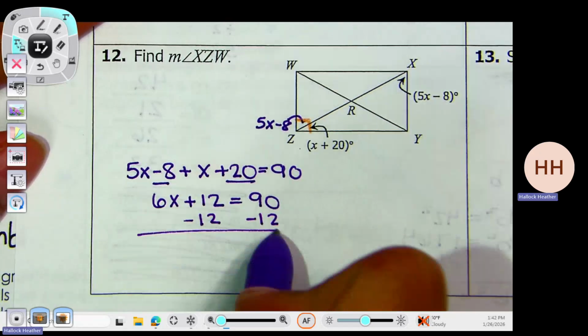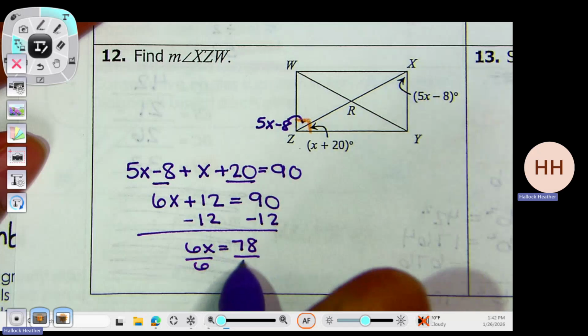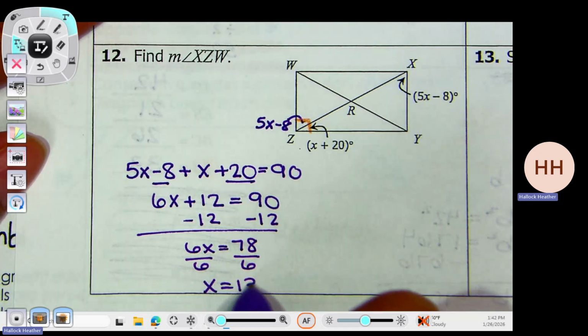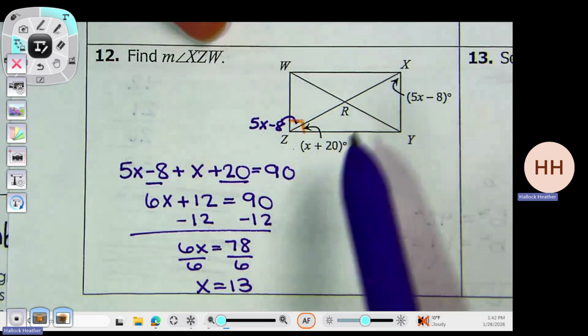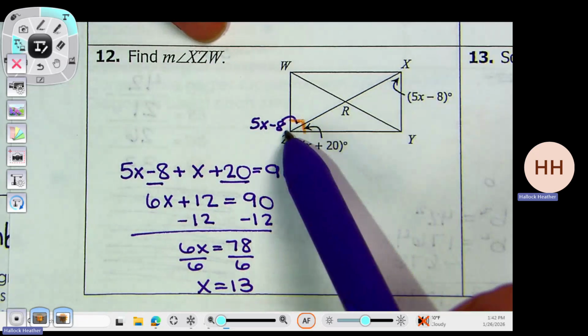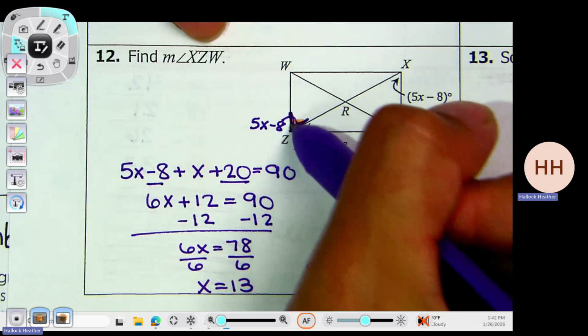So what do we get for x? Where should I plug this into? Right here. Nope. It says X, Z, W. So it's talking about this corner here. Other corner.